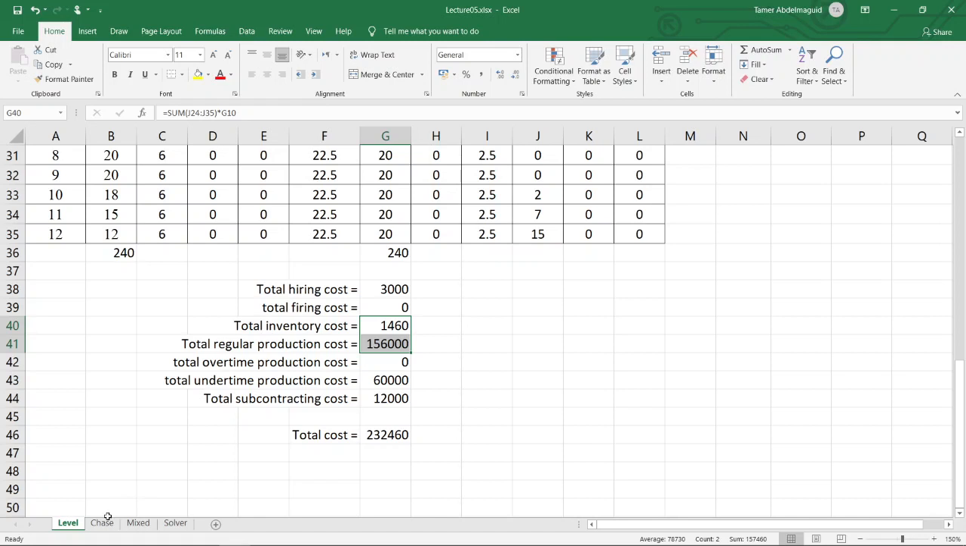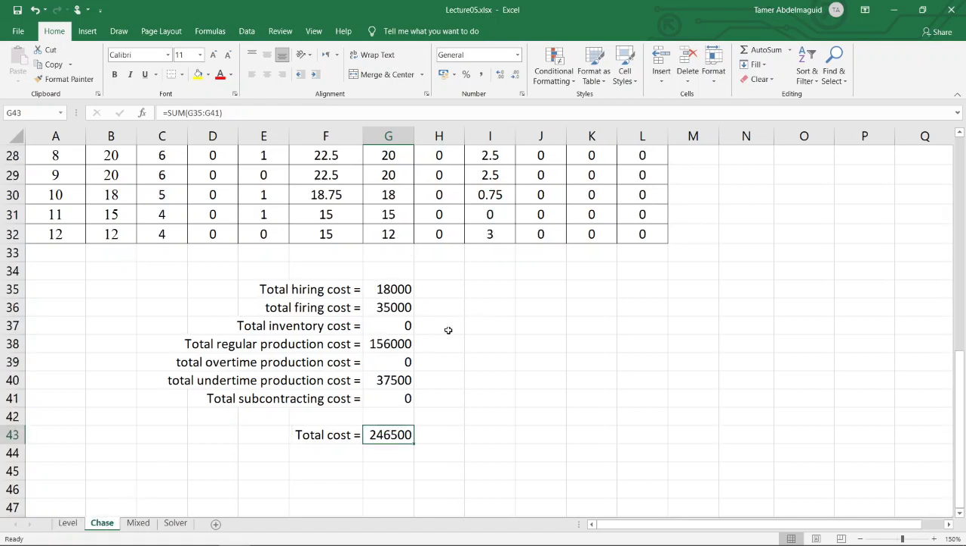While on the other hand, the chase strategy tries to maintain zero inventory as much as you can. And on the other side, you have high costs associated with hiring and firing workers. So these are basically the two extreme solutions that you can get for this problem.